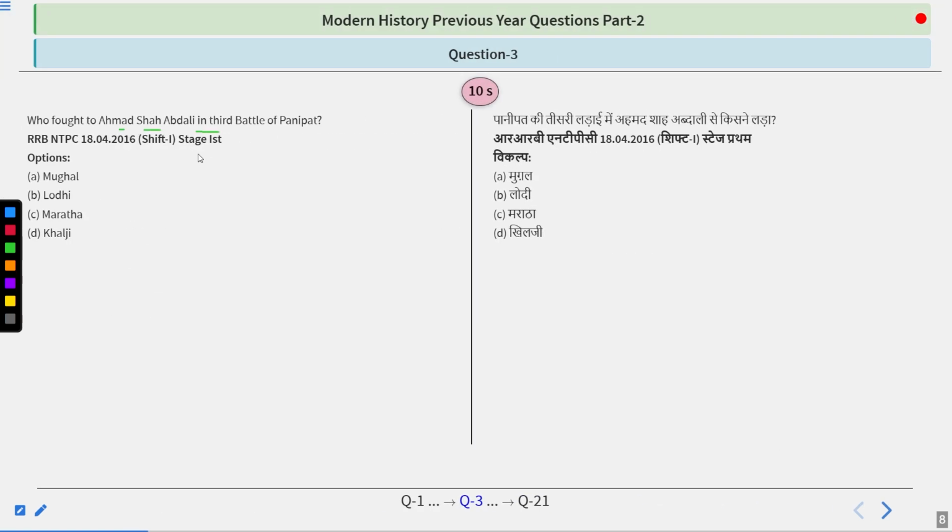Who fought Ahmad Shah Abdali in the third battle of Panipat? Options are Mughal, Lodi, Maratha, Khalji. Very important and easy question. And I guess you have figured it out.